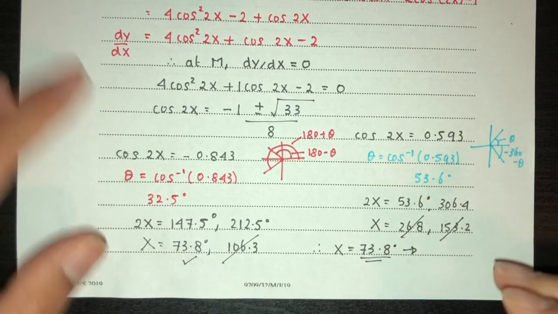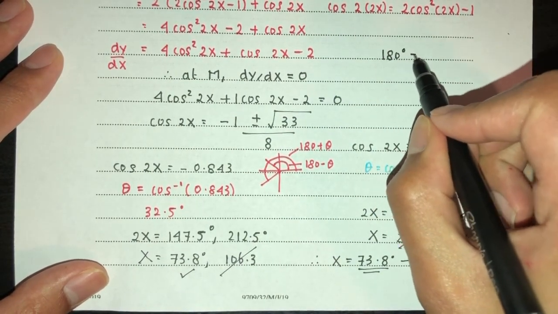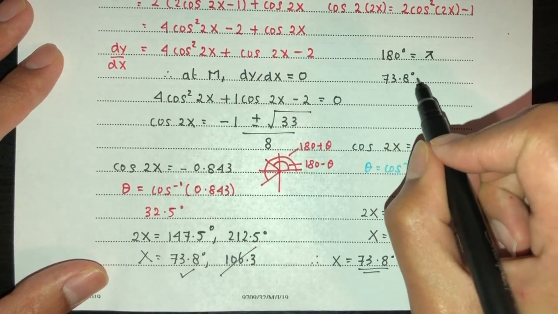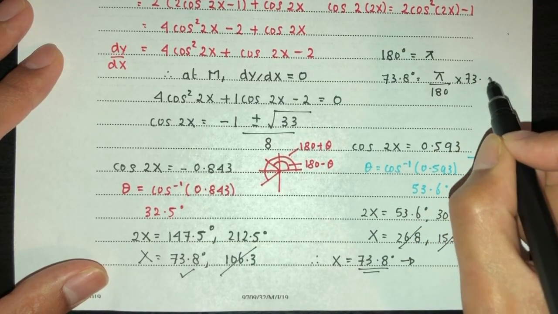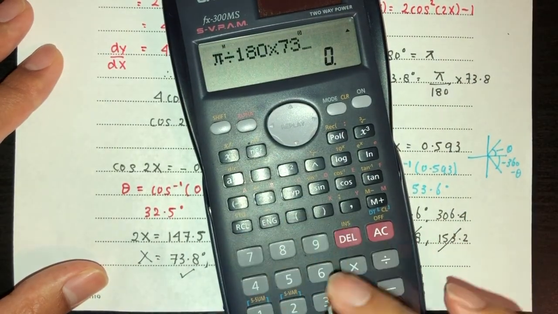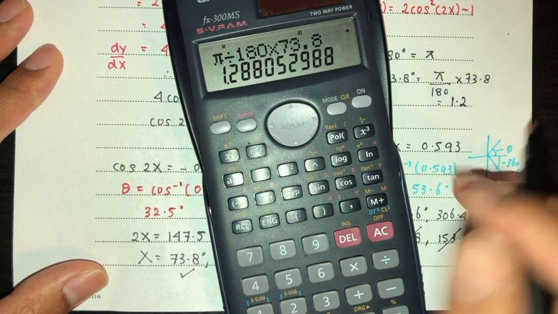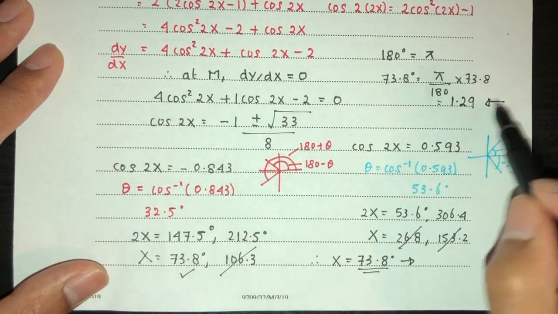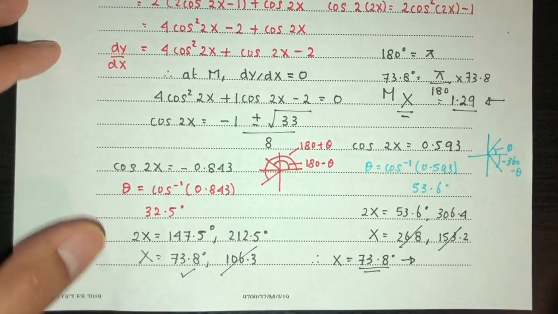So now how do you convert degrees to radians? As you must know by now, 180 degrees is equal to pi radians. So 73.8 degrees is equal to pi divided by 180 times 73.8. You will have 1.29, correct to 2 decimal places. So that is your value of x of the M coordinate. And that will be your last question of this paper.